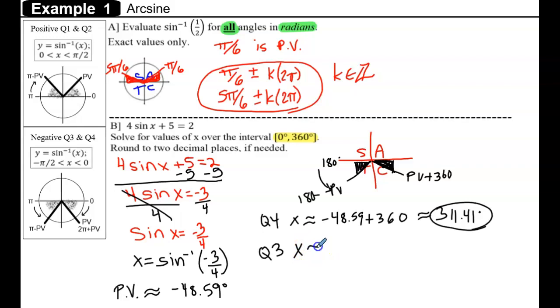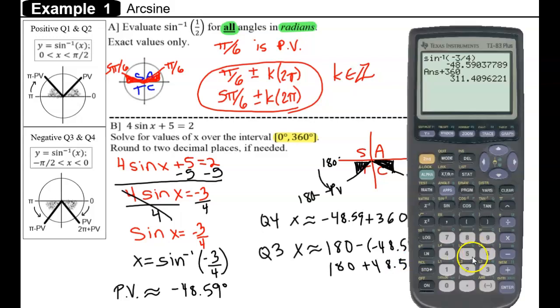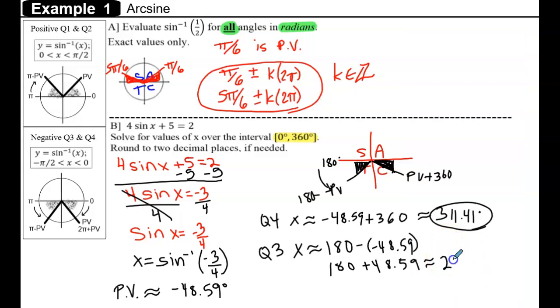So this is 180 minus negative 48.59, which is 180 plus 48.59. And that will get us into quadrant 3 at 228.59 degrees.